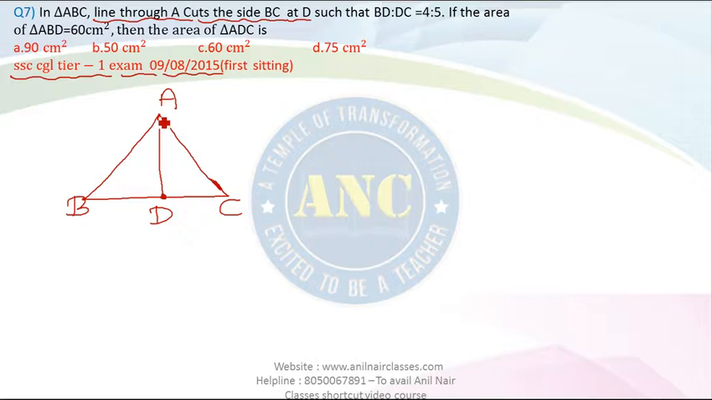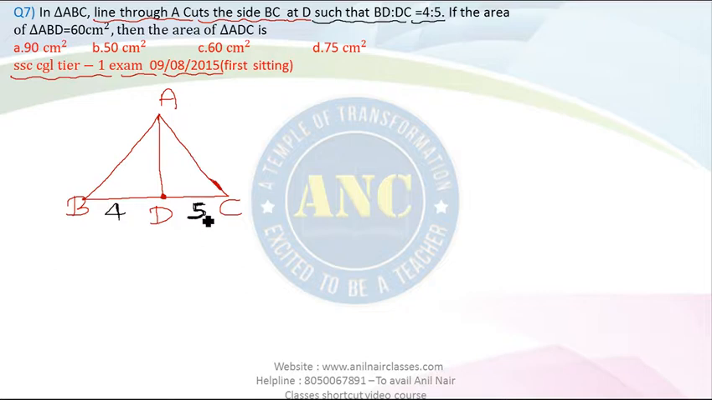There is no rule that this AD should be perpendicular to BC. They have nowhere mentioned it. So I will not take it as perpendicular, I will take it as non-perpendicular itself, such that BD to DC is 4:5. BD is 4, DC is 5.